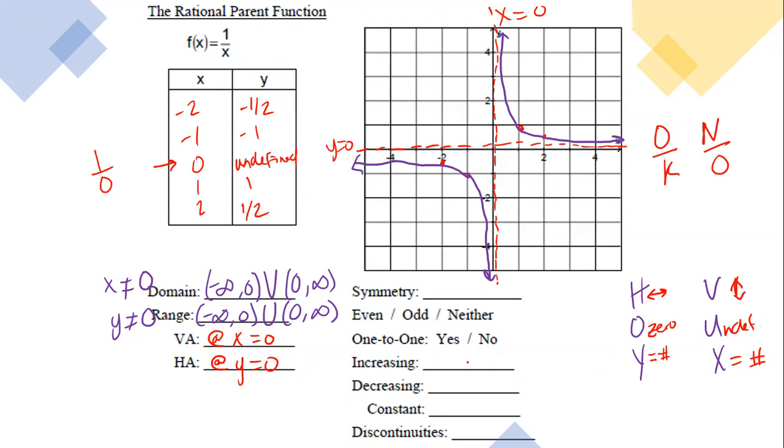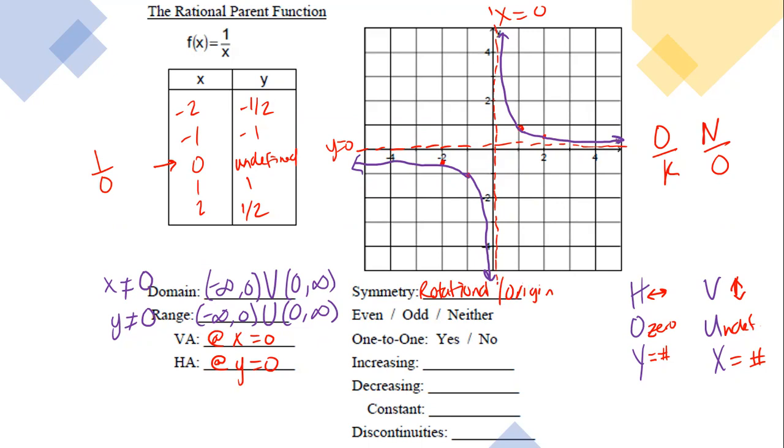Okay. Next, what type of symmetry does the rational function have? It has rotational, or origin symmetry. What that means is if you were to take your paper and rotate it 180 degrees, your function would look the same, right? It did not change.